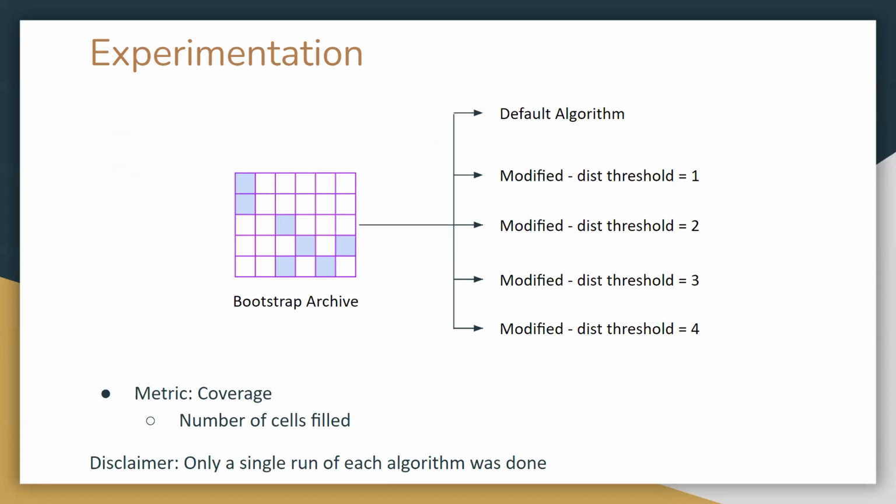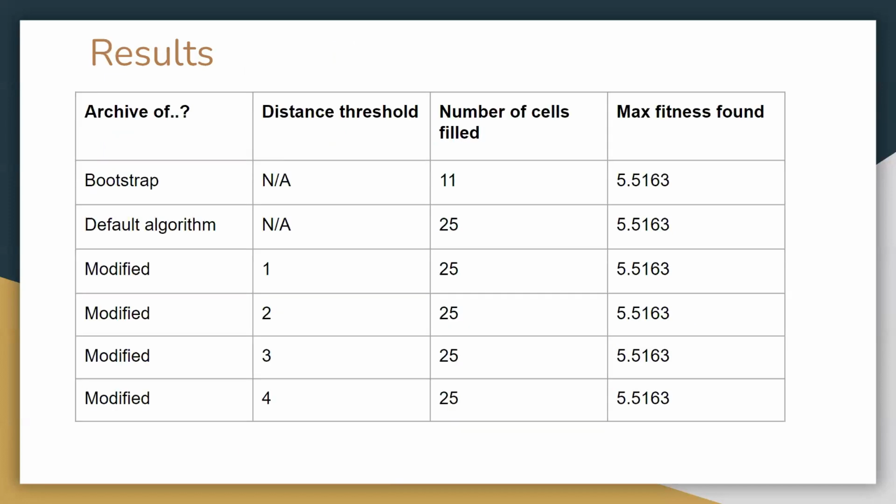I had initially planned to run this setup 5 times to make a better analysis, but due to time constraints, I could only do it once. So here are the results. The bootstrap archive had only 11 cells filled when it was created, but when it was passed on to the other algorithms, they had 25 cells filled.